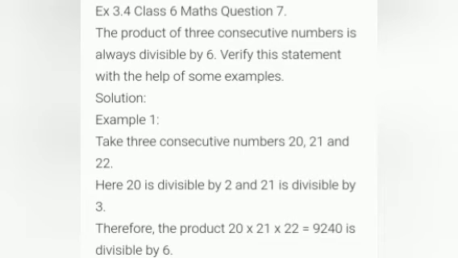Examples हमें लेने. Take any 3 consecutive numbers. Consecutive numbers लेने कौन से भी हो सकते हैं. Here we have taken 20, 21, 22. Here 20 is divisible by 2. 21 is divisible by 3. Therefore the product, that is 20 multiplied by 21 multiplied by 22, is 9240, which is divisible by 6. 2 3s are 6. So 6 से ये product divide है.